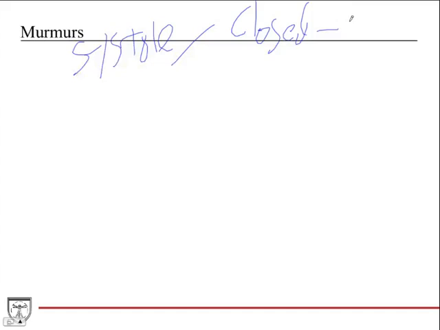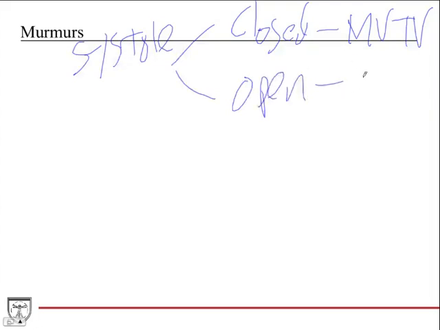Now, as far as systolic murmurs, so systole. What should be closed during systole? You don't want blood leaking back into the atria, right? So the mitral valve should be closed, the tricuspid valve should be closed. What needs to be open? Well, during systole, you're ejecting blood out. So what should be open? The aortic valve, pulmonic valve.